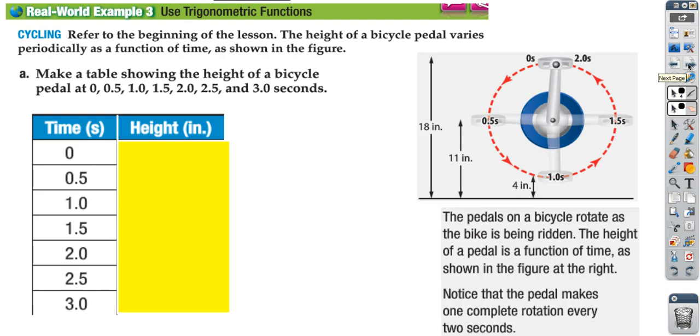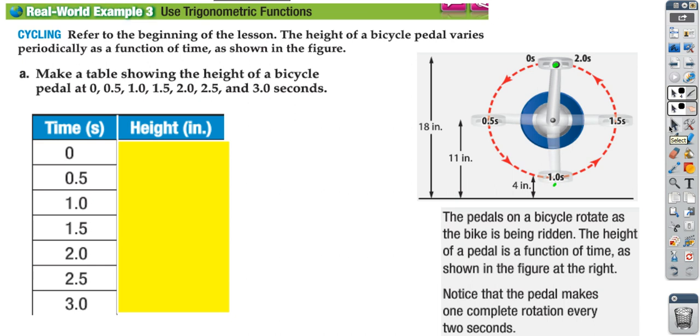Alright, here's a word problem, because obviously periodic functions are used a lot in real life. Any cyclical thing, anything that repeats regularly is periodic. So this gives you an example of a bicycle. Pedaling a bicycle, obviously you can see, when you're pedaling a bike, you're at the peak, and then you reach the bottom point, and then you cycle around, you're back at the peak. This says make a table showing the height of a bicycle.